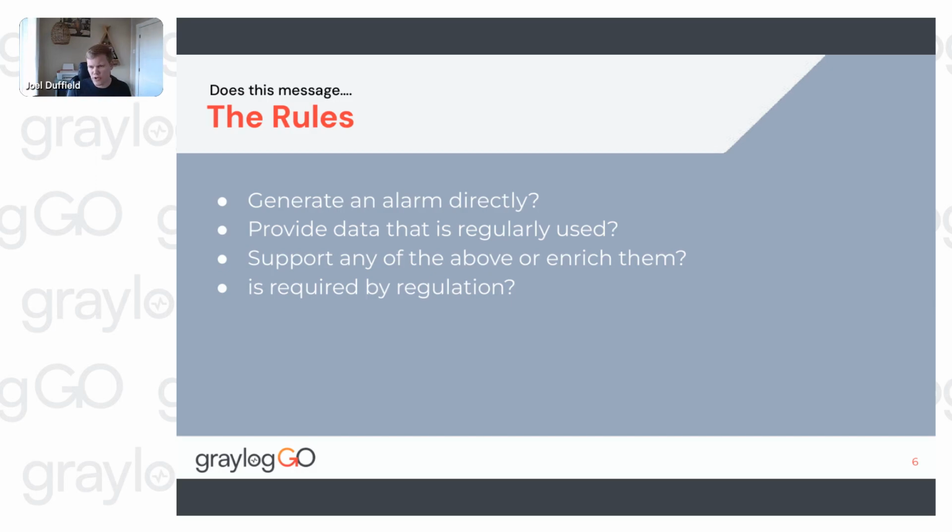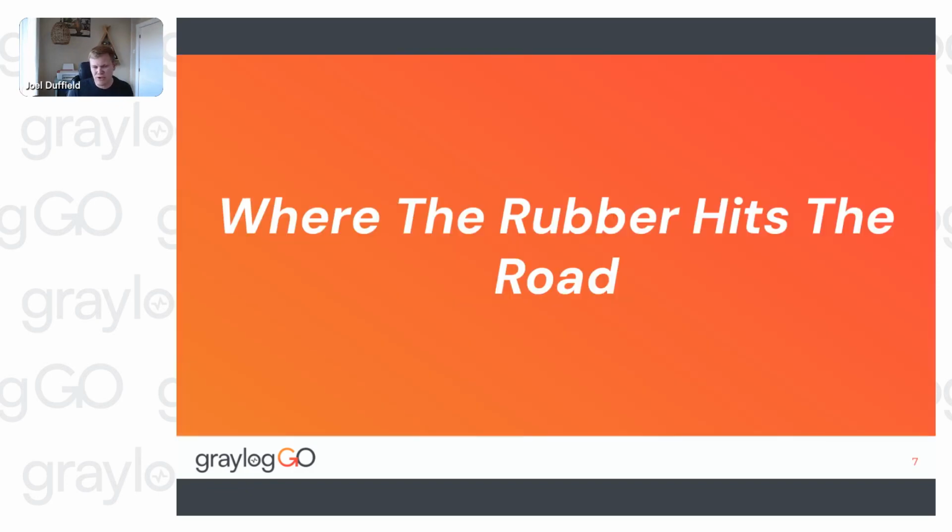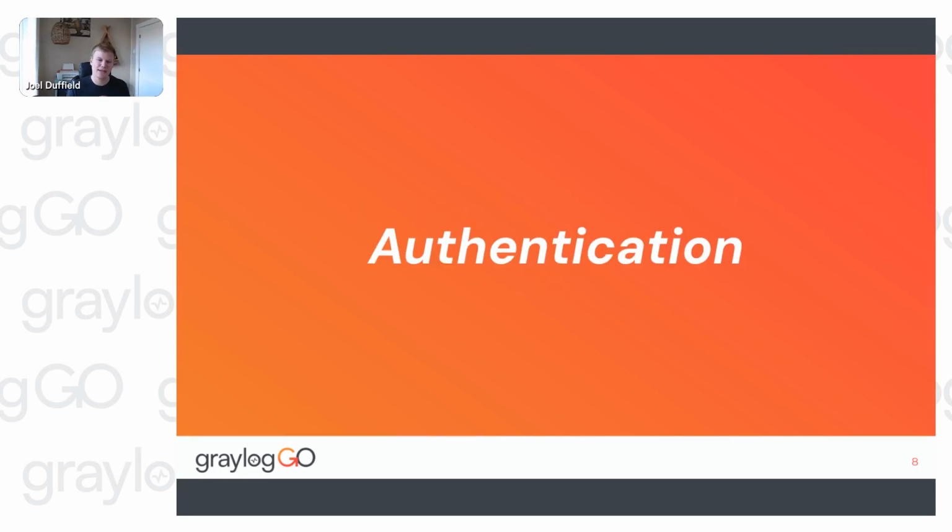Those are the rules we're going to use as we go through this to decide what information we actually want to bring into a tool like Graylog so that we can use it in a security use case for investigations, for tracking, all of those kinds of things. Let's get into some of these actual things. We'll start with the big one, and the big one is authentication.